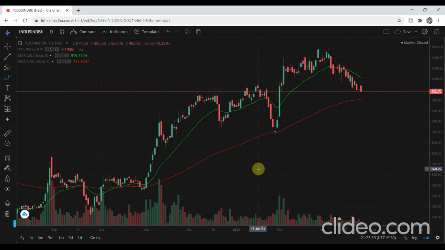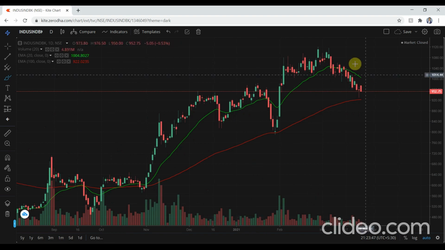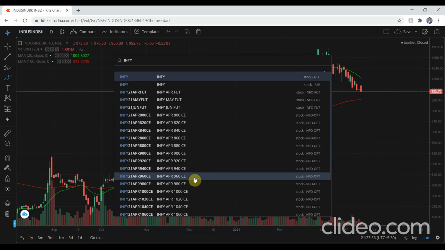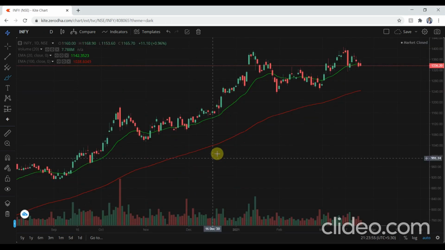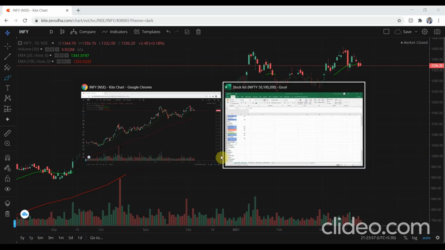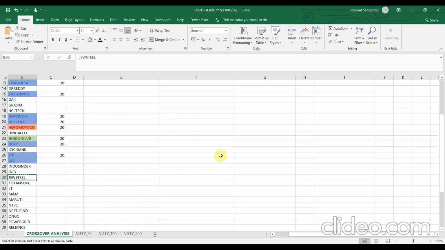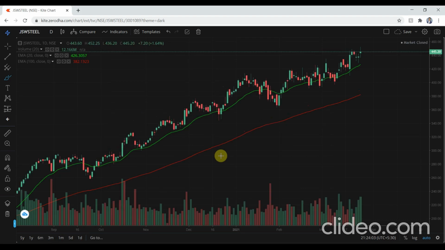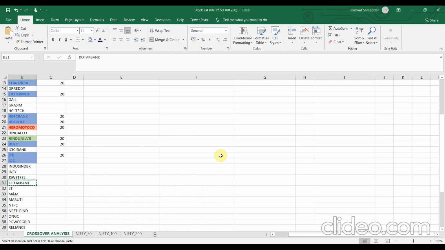So it's far away from the 100 EMA. Discarded. Next is Infosys. Okay, Infosys is well above the 100 EMA. Next is JSW Steel. Above the 100 EMA. Kotak Bank.